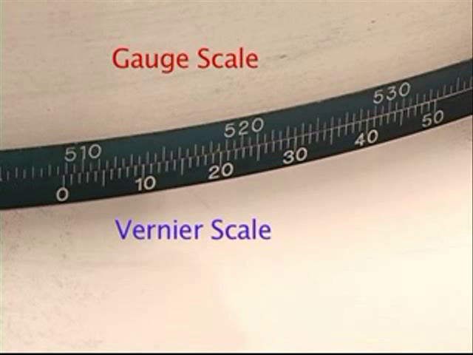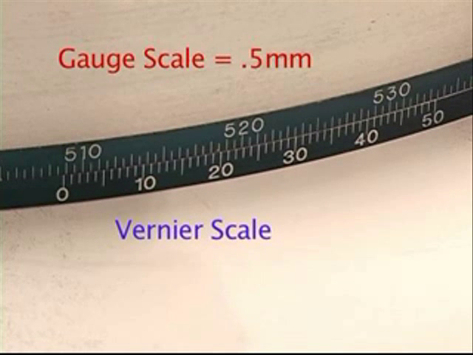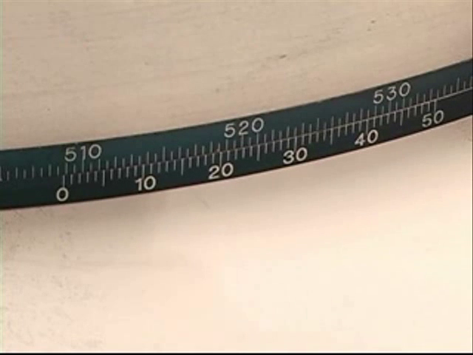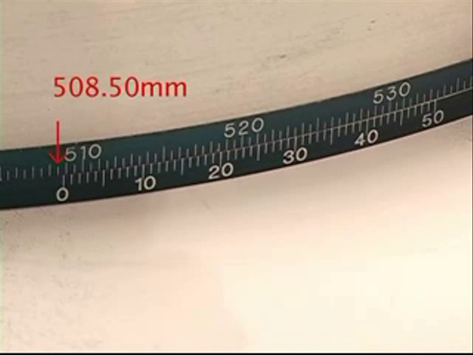The vernier scale should be just below the gauge scale. Each line on the gauge member represents 0.5 millimeters, while each line on the vernier scale represents 0.01 millimeters. Locate the zero on the vernier scale and note the highest value achieved on the gauge scale above it, which is the highest value to the left of the zero. In this example, the value is 508.50 millimeters.